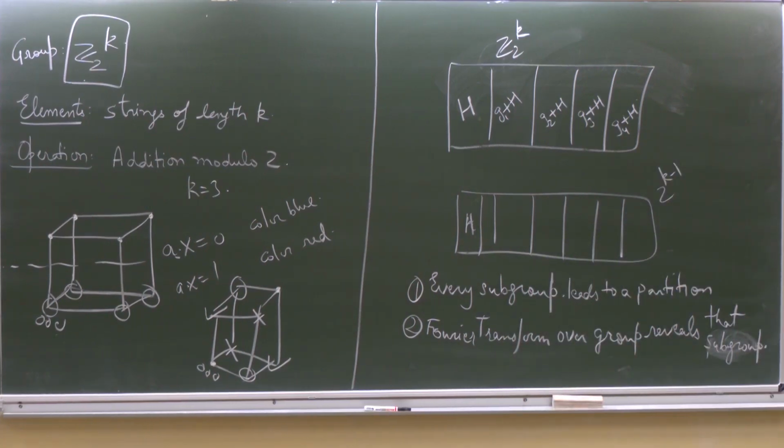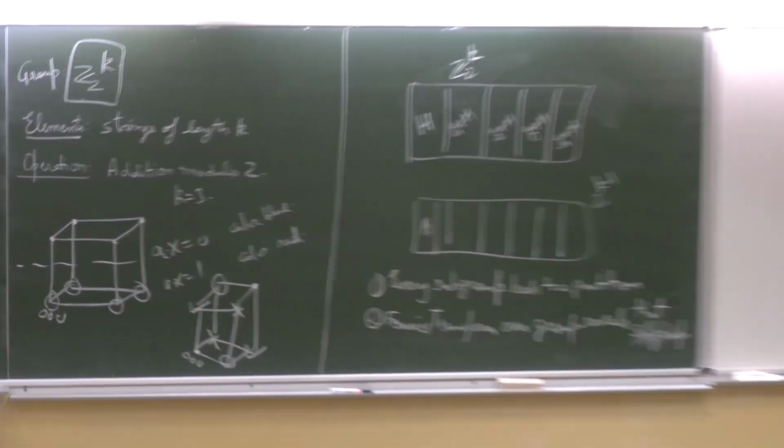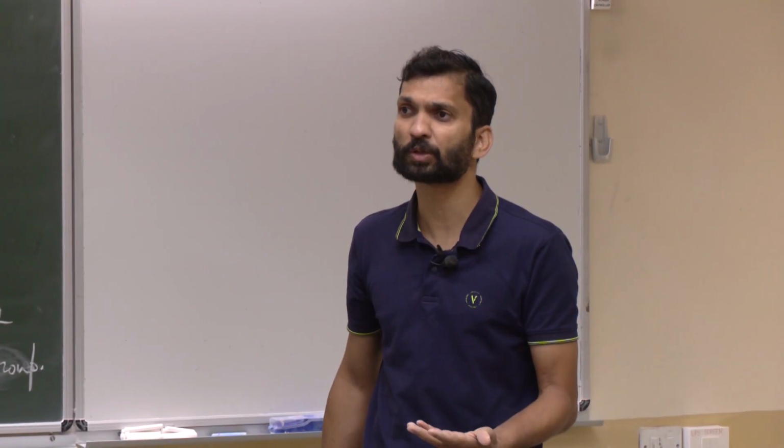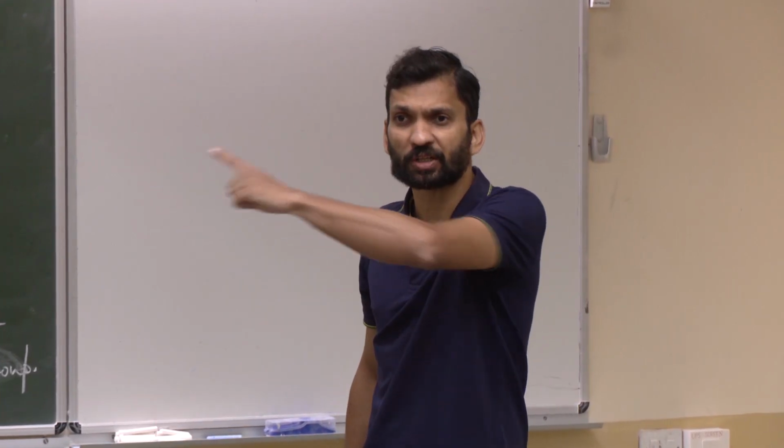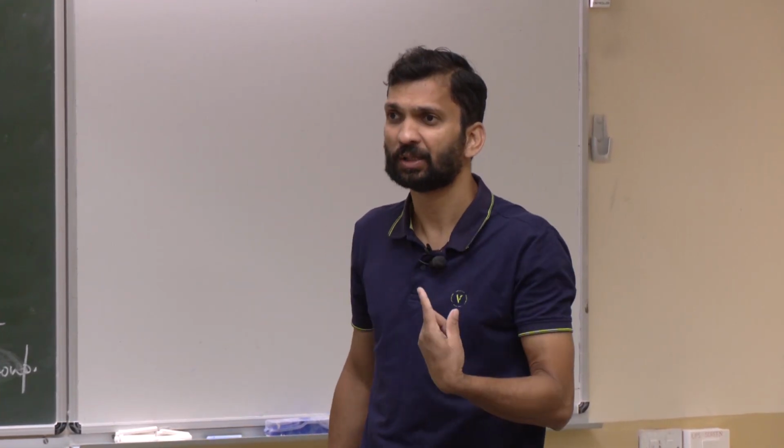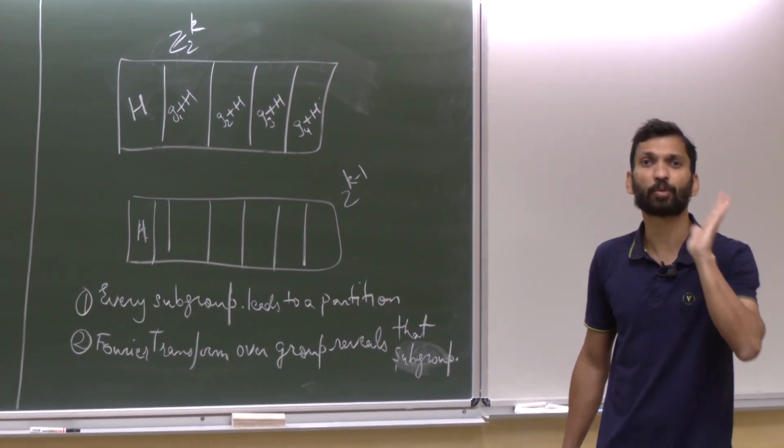Okay, so a subgroup leads to a partition. You give me information about the partition. How are you giving me information about the partition? You are giving me a function which is constant on each part. Then using Fourier transform, I can tell you which subgroup you started with.